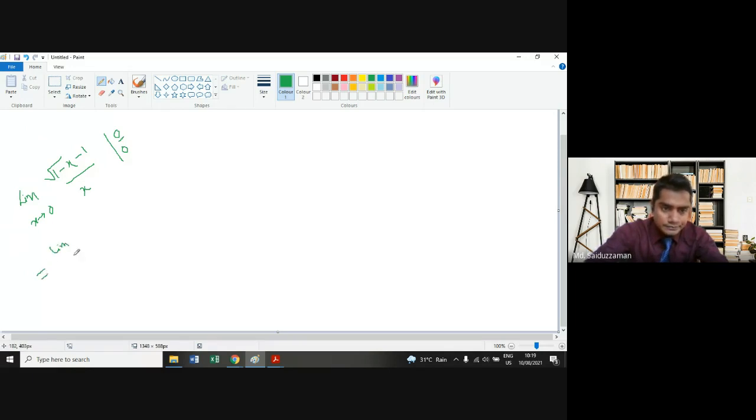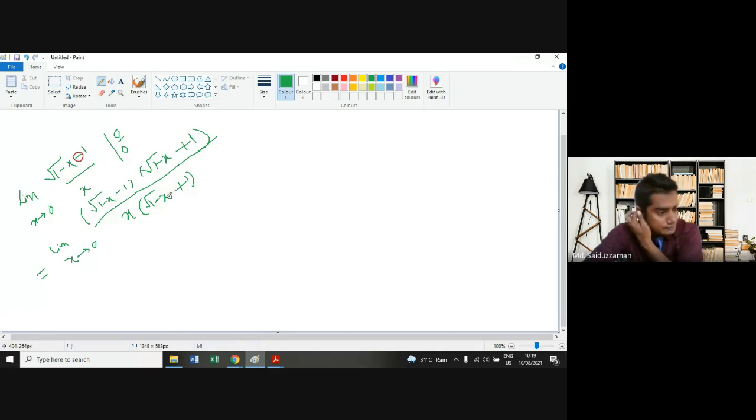So limit x tends to 0. Here we have square root minus something, so I will multiply square root of 1 minus x minus 1 by its opposite sign. The opposite sign is plus. So I will multiply by square root of 1 minus x plus 1. Be careful, plus 1. Similarly, I have to multiply this in the denominator also: square root of 1 minus x plus 1.